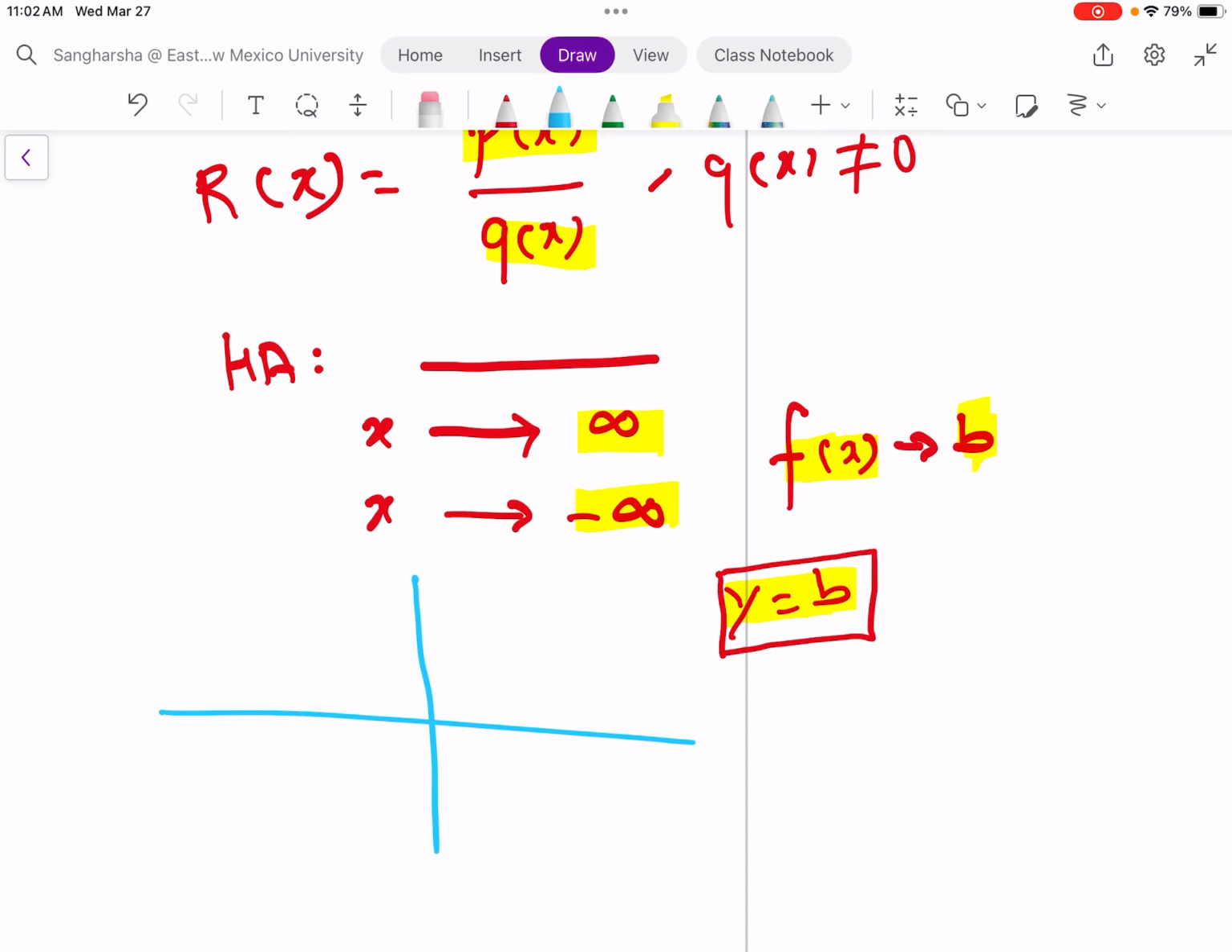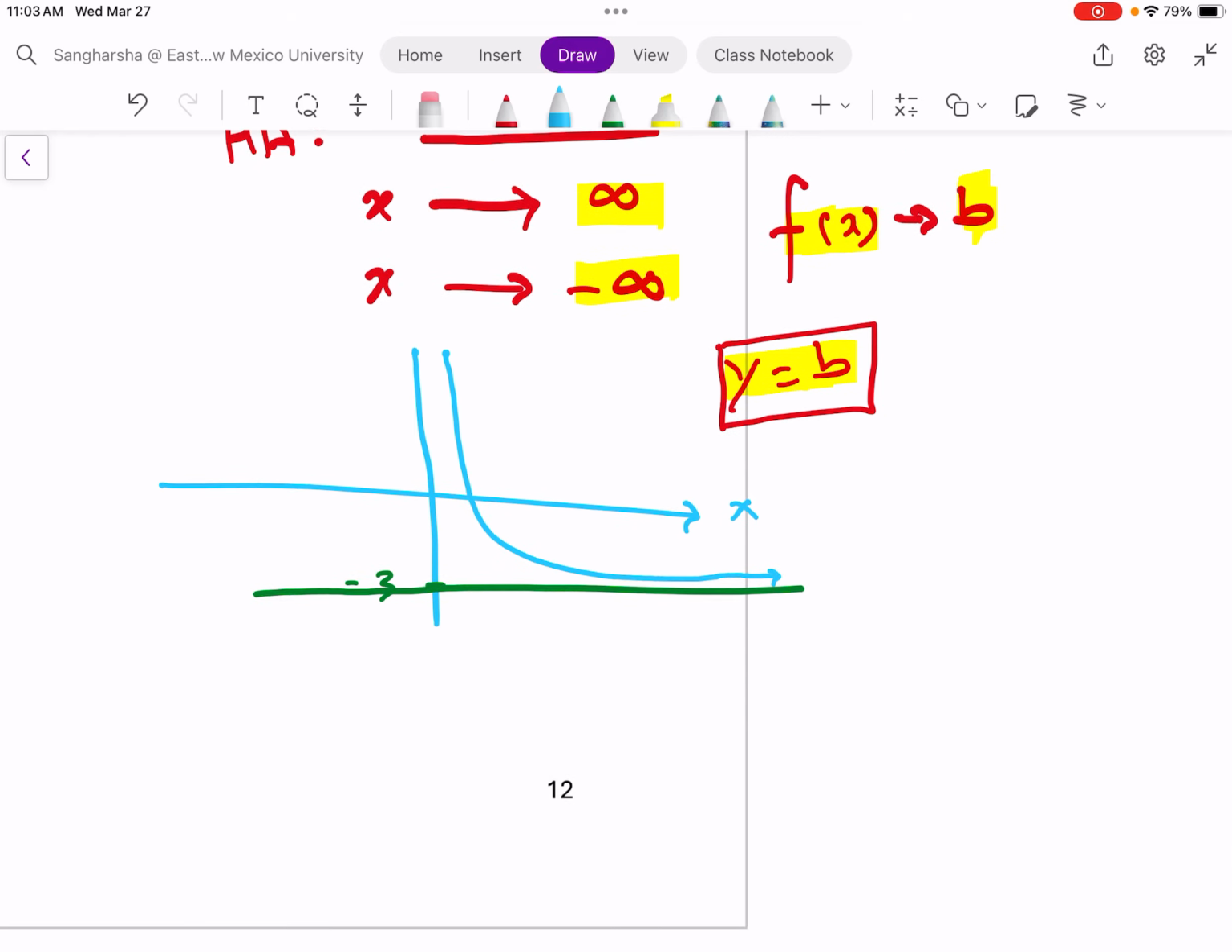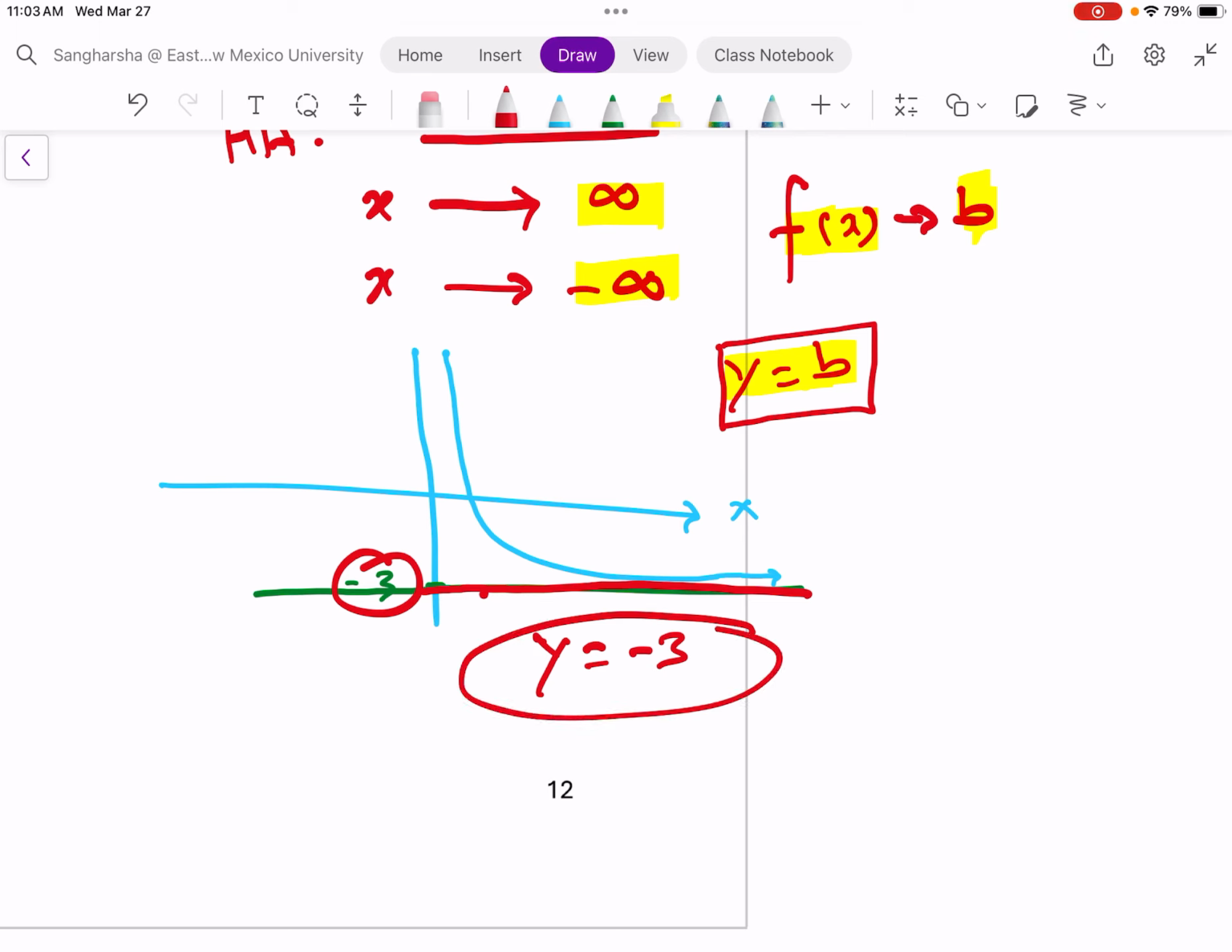Okay, so for example, let's have a graph here. Let me call this -3. So we have a horizontal line at -3. Now what happens as we take our x to be big? If we take our input to be large, the function value, the output, is very close to this line, very close to -3. So y equals -3 is a horizontal asymptote.